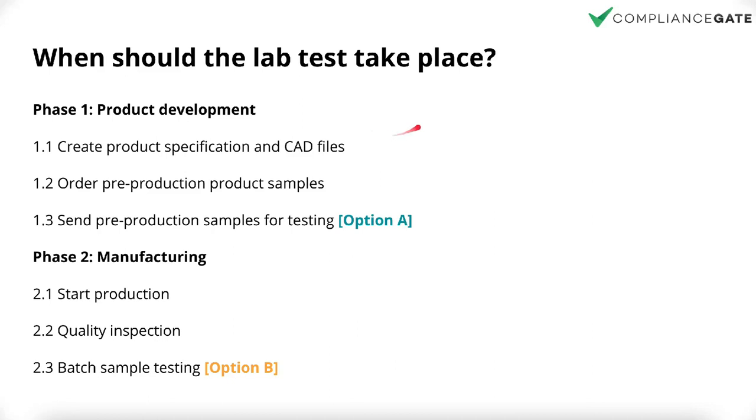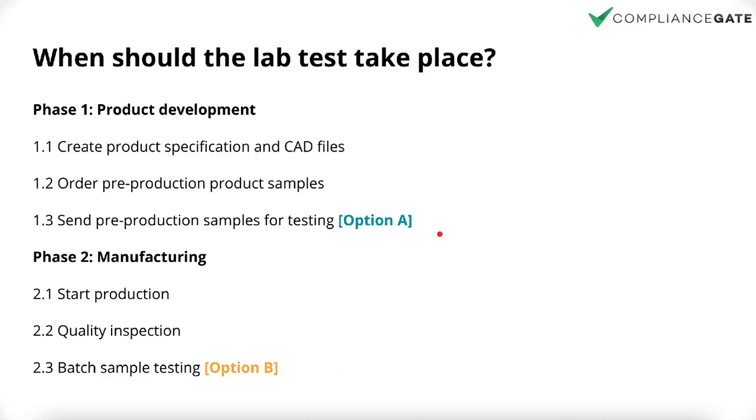So if we look at this from the perspective of a product development phase, okay? Phase 1, product development: you will start off by creating a specification or CAD files and so on. Could be for electronics, could be for apparel, doesn't really matter. You will then go into a pre-production phase where your manufacturer, or your own factory for that matter, produces samples. Now that you have pre-production samples, you could decide to get your product tested at this very stage.